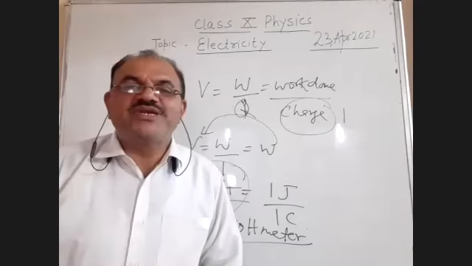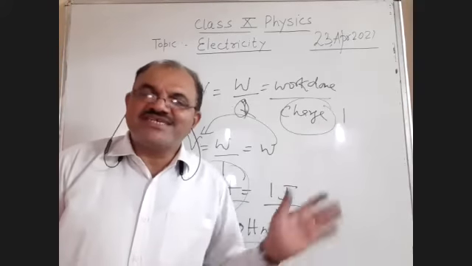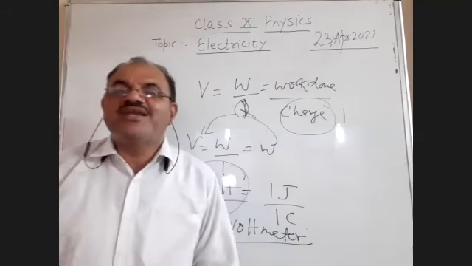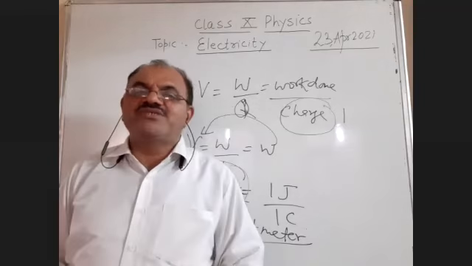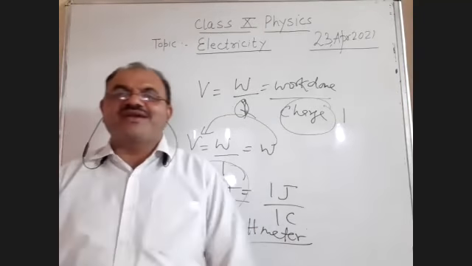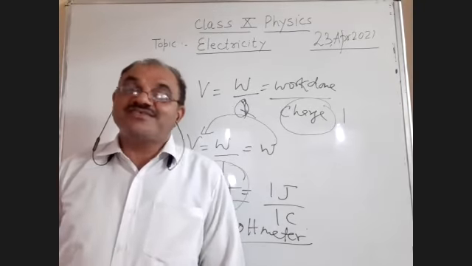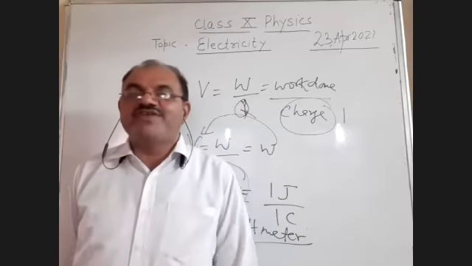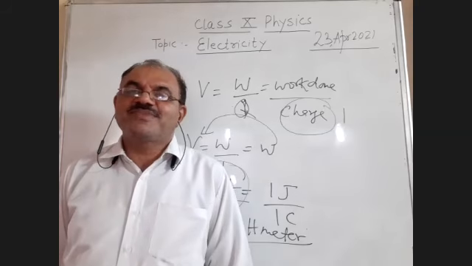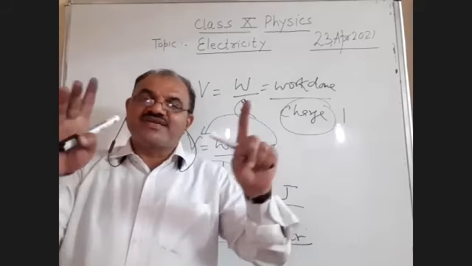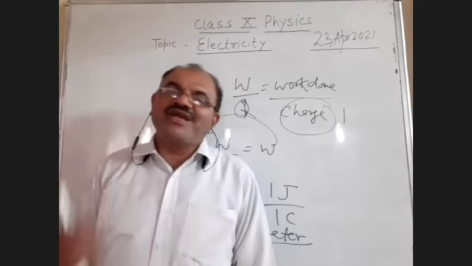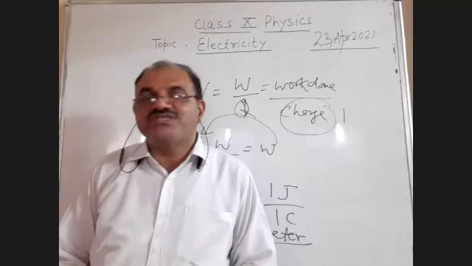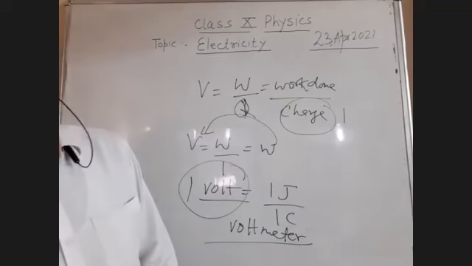Hello, students. When we are discussing current, I would like to tell you there are two types of current. One is conventional current, another is electronic current. What is conventional current, students? The current which flows outside the circuit is called conventional current. Conventional current always flows from the positive terminal to the negative terminal outside the circuit, and inside the circuit, electronic current flows from the negative terminal to the positive terminal. Clear, students?